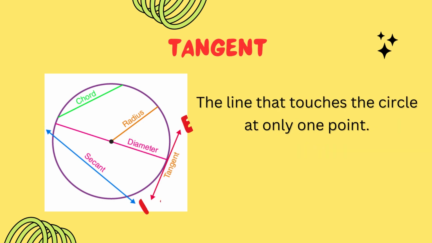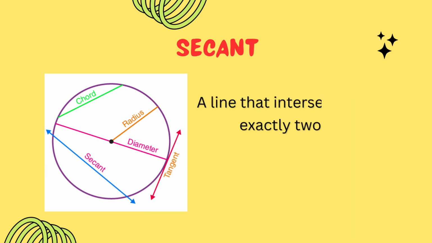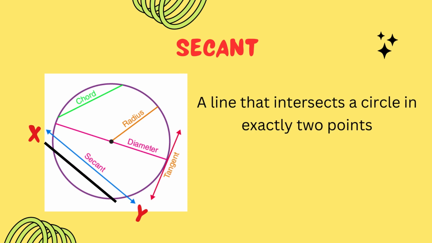Next is tangent. So tangent is basically any line segment which touches the circle at only one point. So here EF is a tangent. On the other hand, secant is a line segment which touches the circle at least at 2 points. For example, here XY, this is a secant.